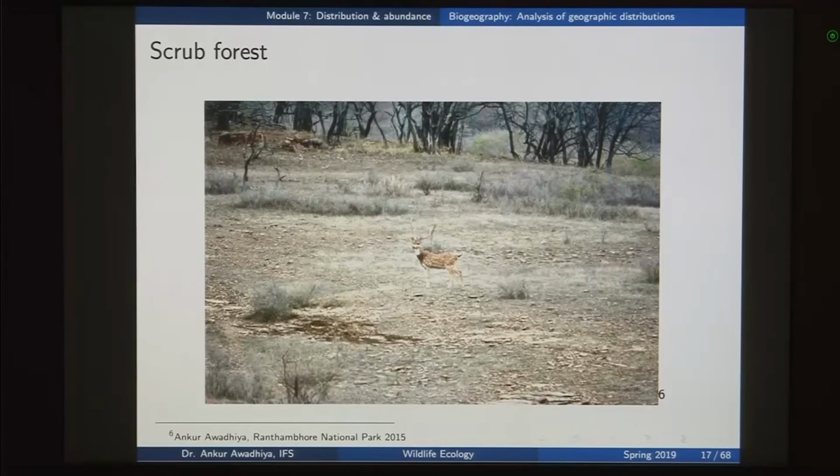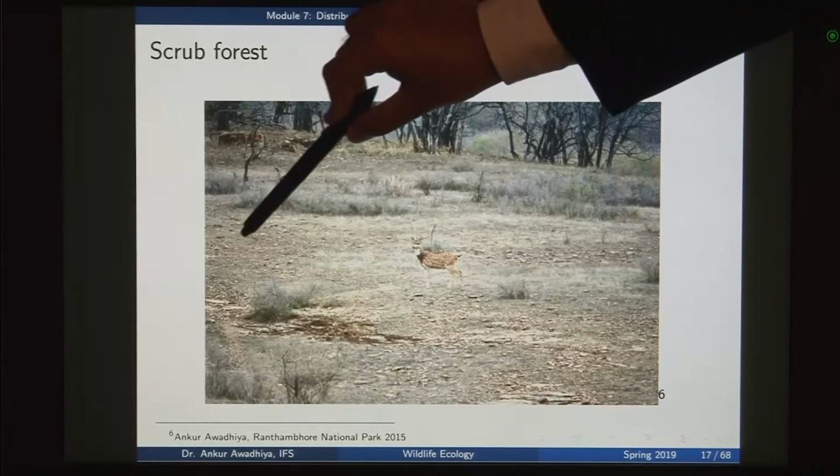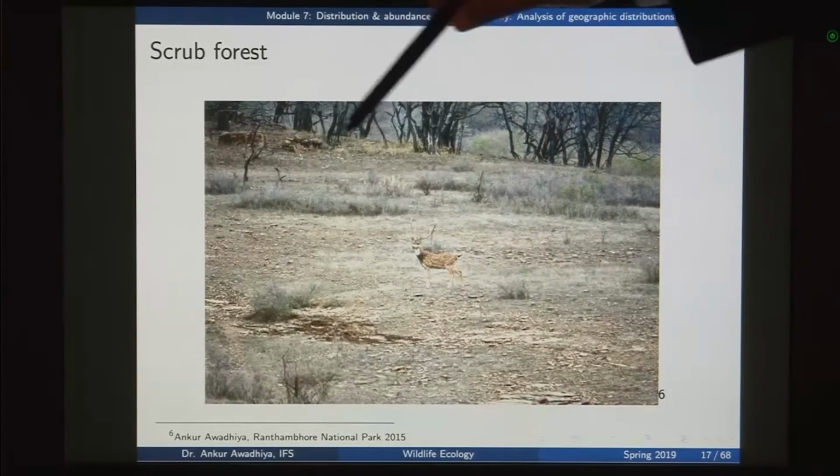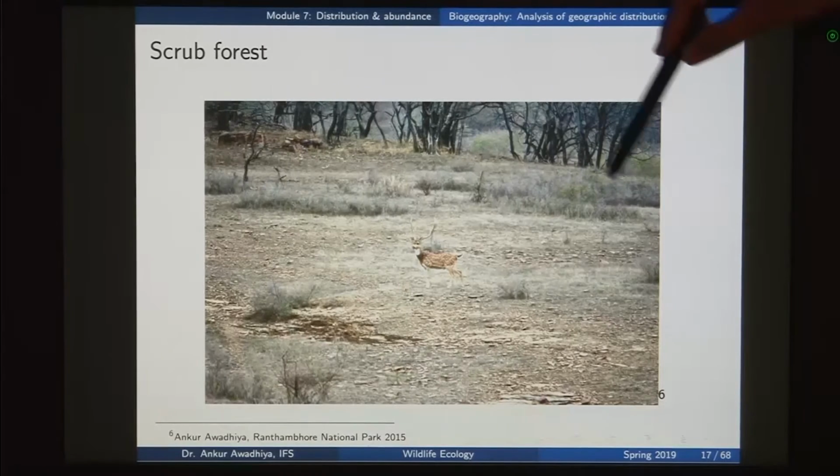Now, moving westwards in our country, we have the scrub forest. You can typically find a scrub forest in Rajasthan or Gujarat. Now, in the case of a scrub forest, you will have such a situation that the land is exposed in a number of areas, plus you have these small shrubs in the area.